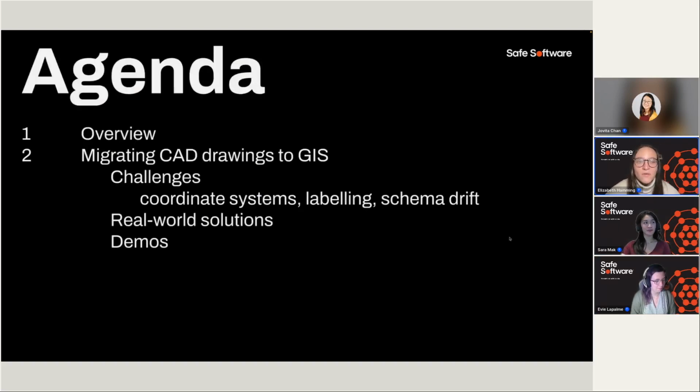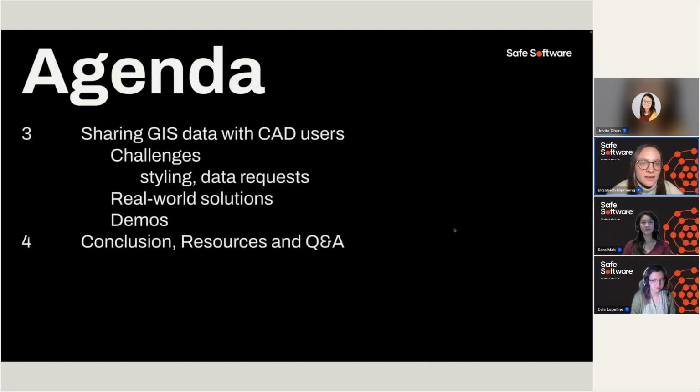Fantastic. Thank you both. And just a quick overview of our agenda. We're going to be going through an overview of the topic today. Then we'll be going into migrating CAD drawings to GIS, challenges there, and then specifically with coordinate systems, labeling, and schema drift, which are common ones. Real world solutions we'll be demonstrating through some demos as well. Then we'll move on to sharing GIS data with CAD users, challenges, styling, and data requests specifically, and also real world solutions and demos on that subject. Then we'll have a conclusion with some resources to help you get started and our Q&A session.